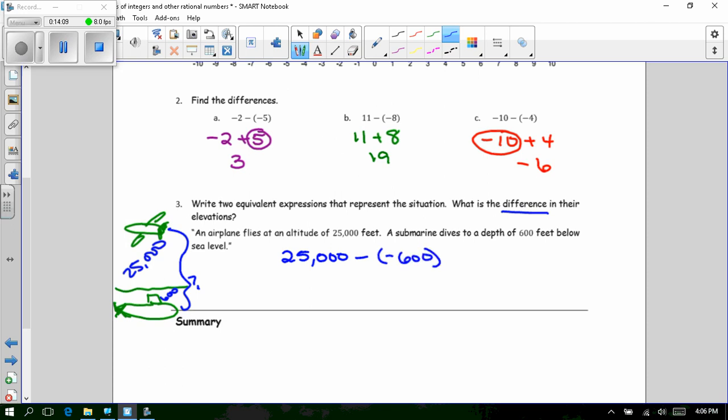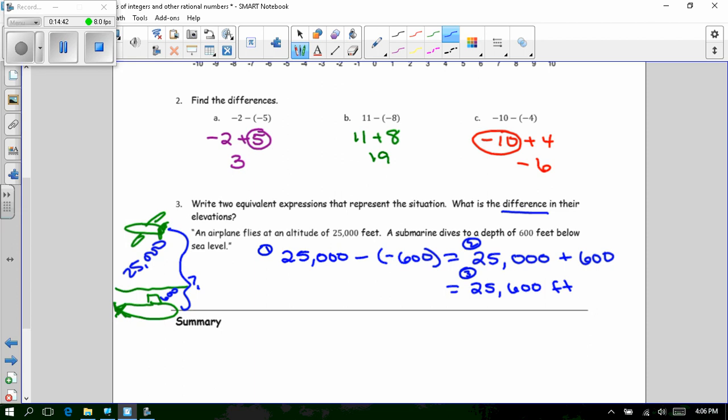Well, when I have that double subtraction, think of the opposite. What is the opposite of -600? The opposite of -600 is +600, right? And so this becomes 25,600. They are 25,600 feet apart. Okay? 2 expressions. Well, I got 3 of them actually, right? Here's one expression. Here's a second expression, and then the third one's the actual answer.